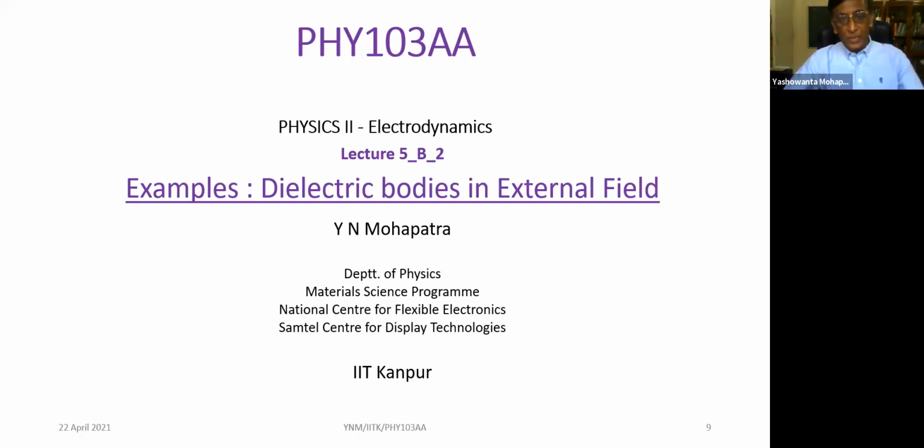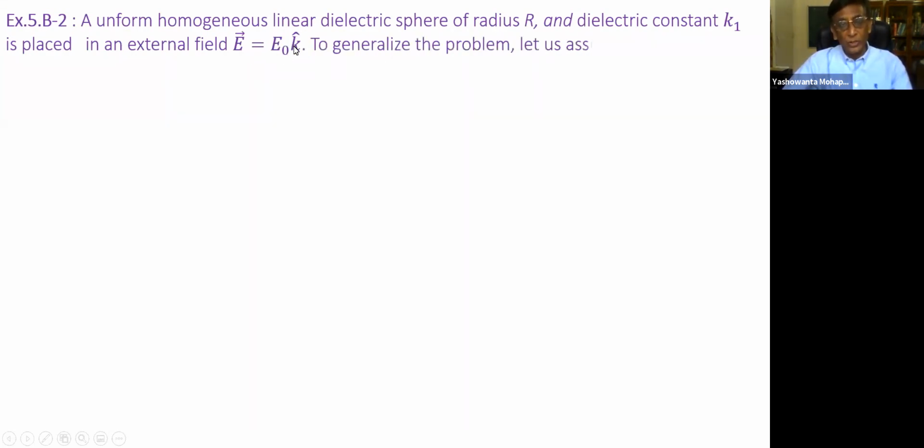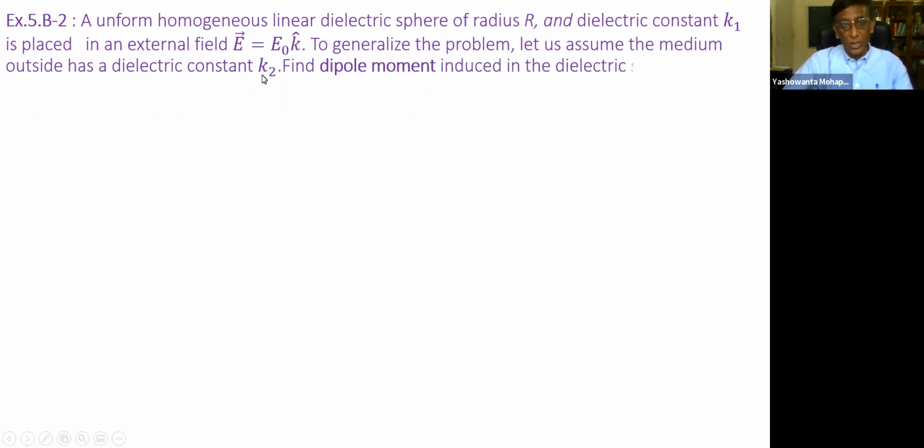Okay, I end this chapter on dielectric with two quick examples. These are dielectric bodies that we put in an external field. Lecture 5B2. So let's take a problem example: a uniform, homogeneous linear dielectric sphere of radius r and dielectric constant K1 is placed in an external field, which is E equal E naught K in the Z direction. To generalize the problem, let us assume the medium outside has a dielectric constant K2.